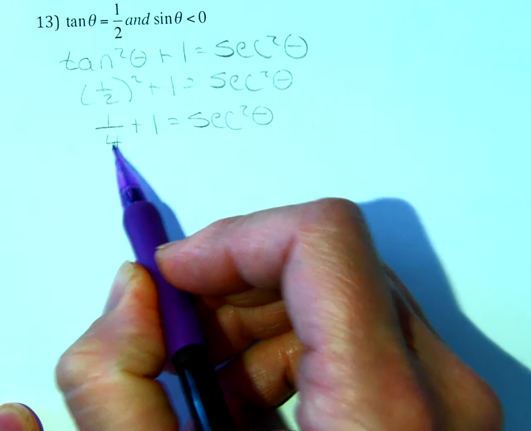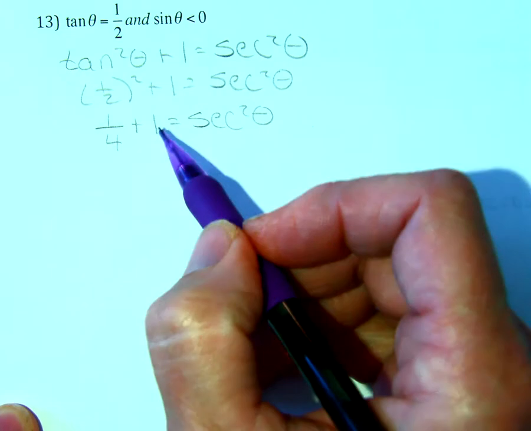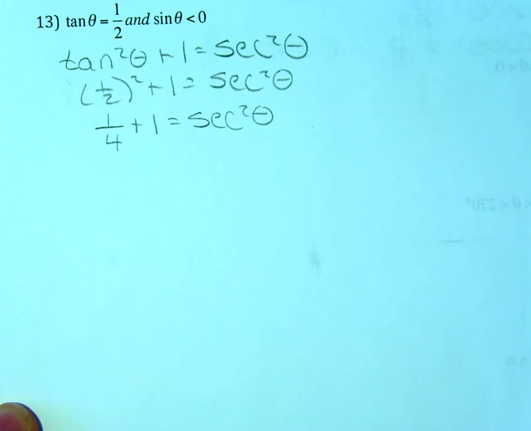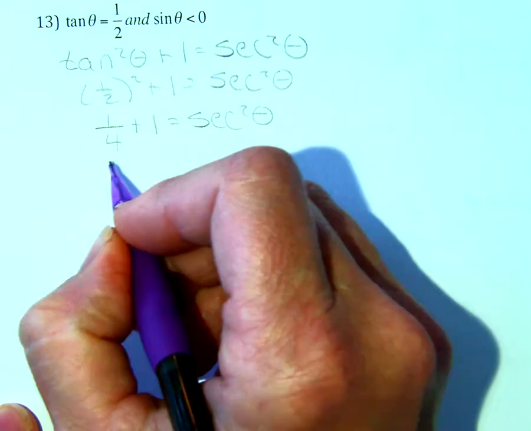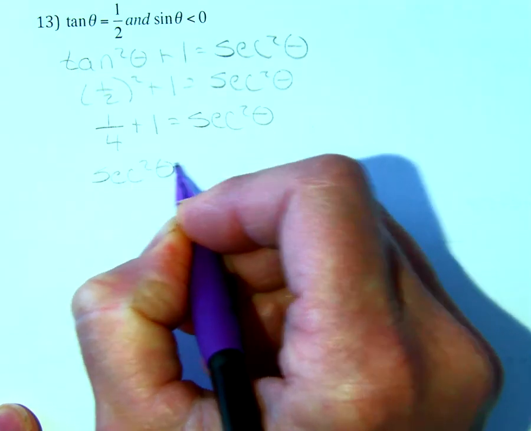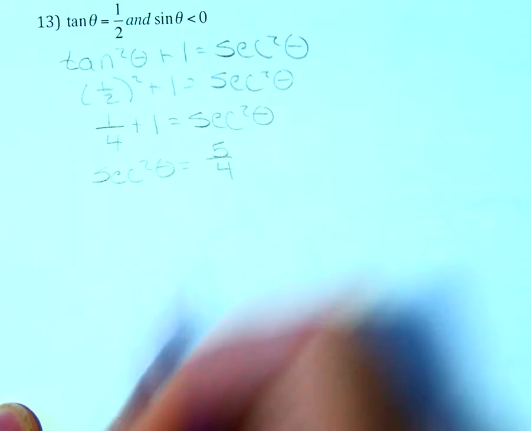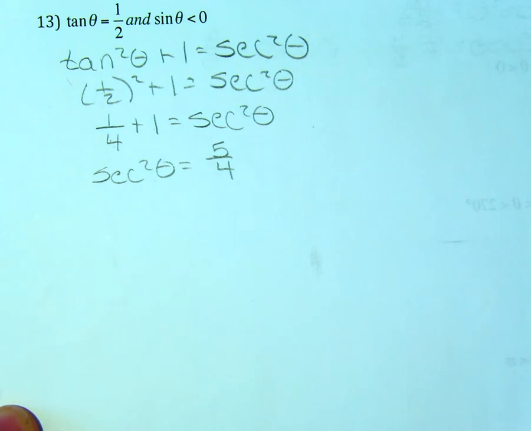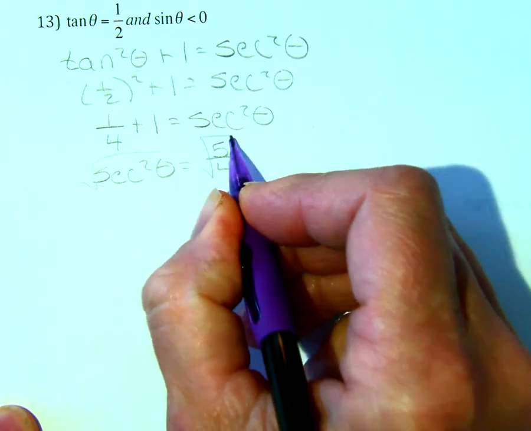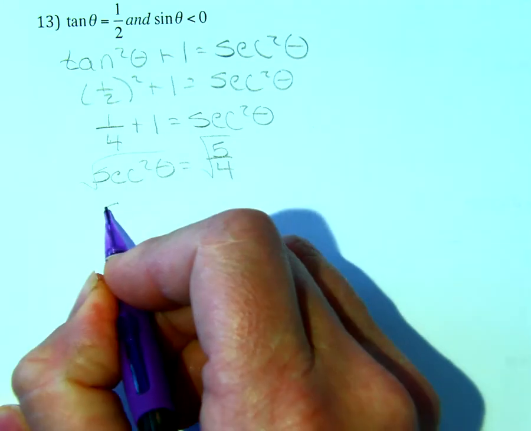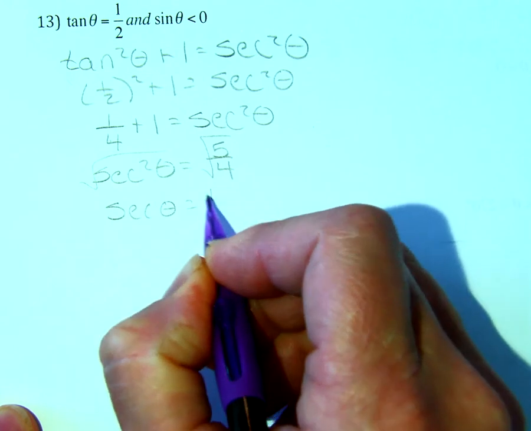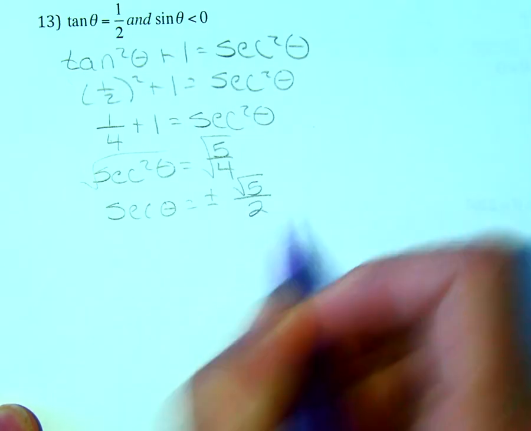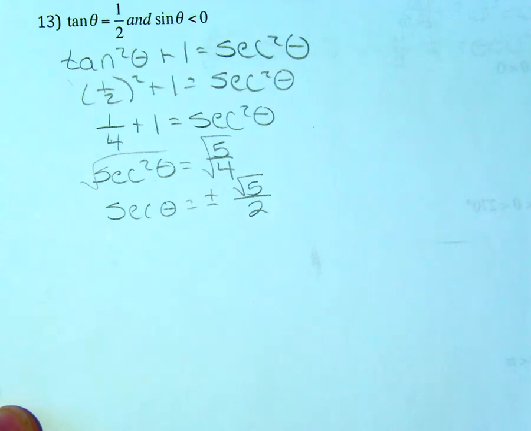Now 1/4 plus 1, if you want to do that in your calculator, think of 1 as 4/4, so you get 5/4, or like I said, you can just put it in your calculator. I'm going to go ahead and switch these and move secant squared to this side and put my 5/4 to this side. I didn't have to change signs, I just moved this one here and that one there, because 1/4 plus 1 is 5/4. Now I want to find secant, so I have to get rid of the squared. So secant theta equals plus or minus the square root of 5. The square root of 4 is 2. So I've got plus or minus the square root of 5/2.